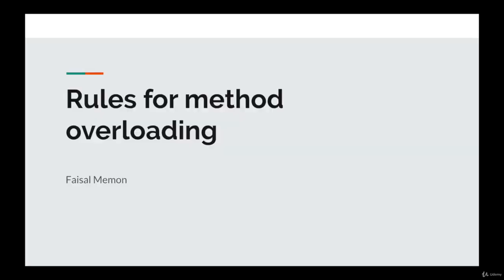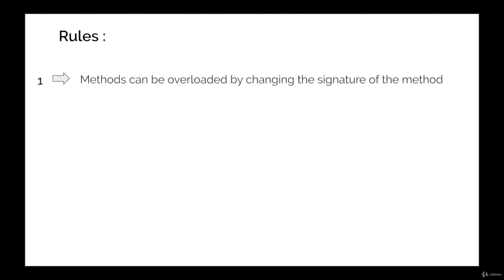In this lecture we are going to talk a little bit about the different rules of method overloading in Java. By the end of this lecture, you will have a better understanding of the things that you are supposed to keep in mind before using this concept called method overloading in Java. So let's get started. The first rule says that a method can be overloaded by changing the signature of the method.